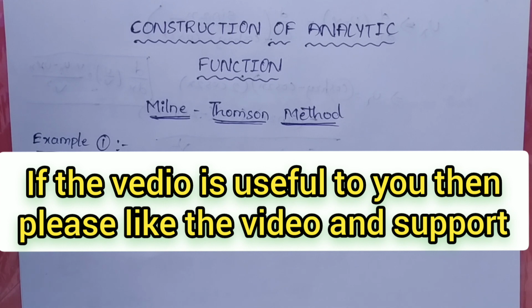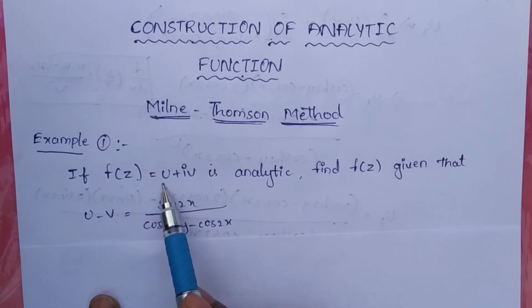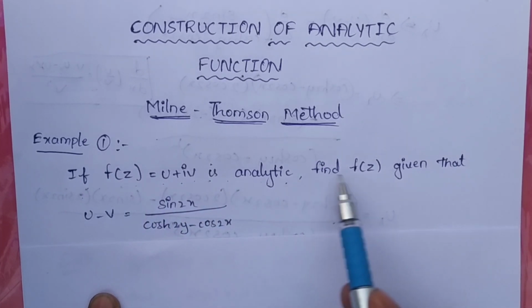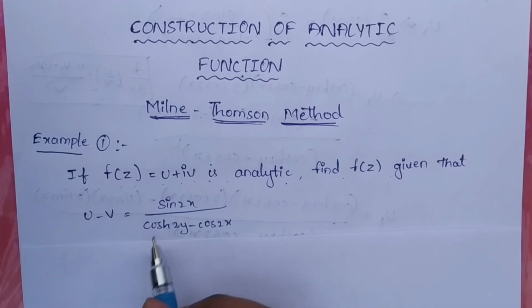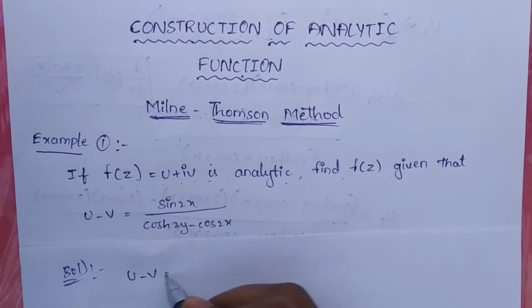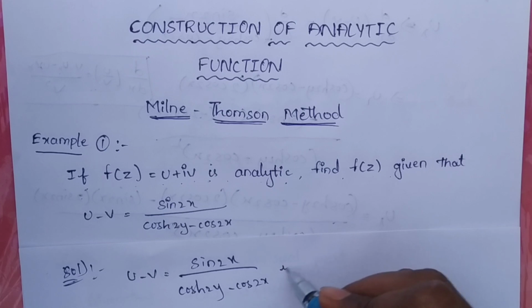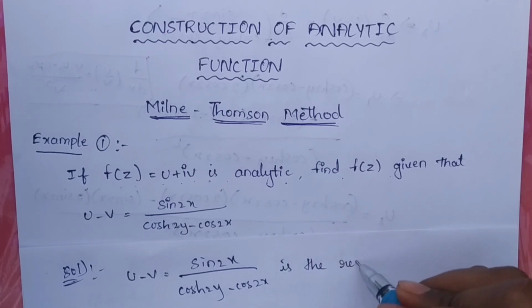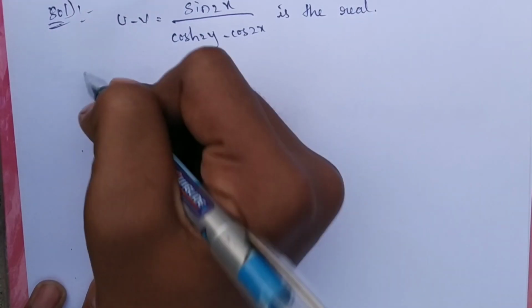Now let us look into our problem. The question will be asked in the form: f of z equals u plus iv is analytic. Find f of z given that u minus v equals sin 2x by cos h 2y minus cos 2x. So in the solution, the given u minus v equals sin 2x by cos h 2y minus cos 2x is the real part of the function, and we are asked to construct the whole function here, right?